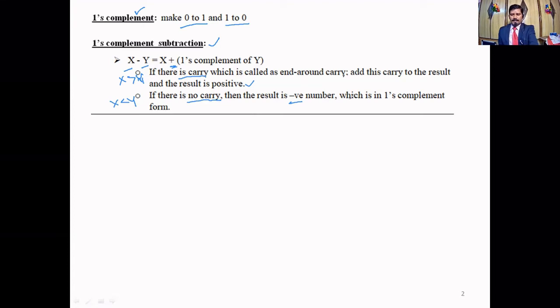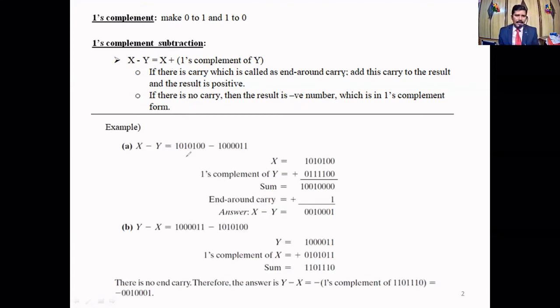Let us see one example. Here x is the number 1010100 minus y, which is 1110011. So we have to do x minus y, but for that we have to find the ones complement of y. This is the ones complement of y. How can we do it? 1 becomes 0, these zeros all become ones, and these ones become 0 0. So first find the ones complement of y and then add it.